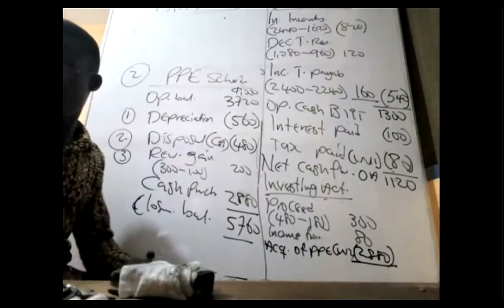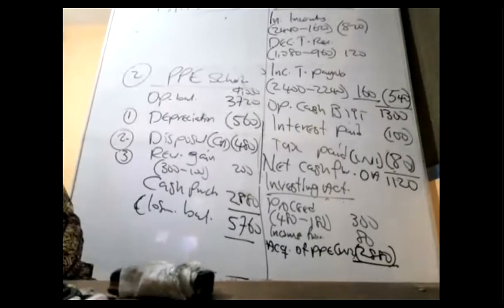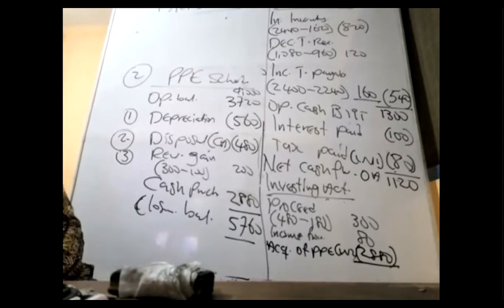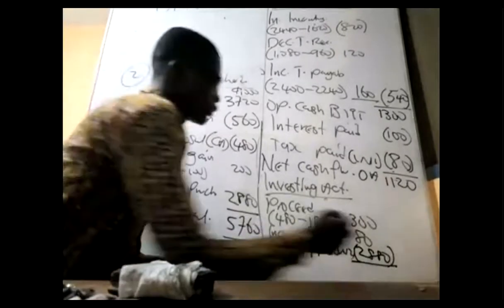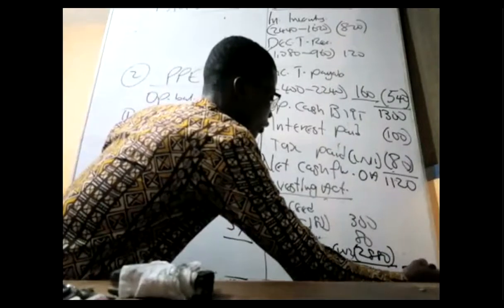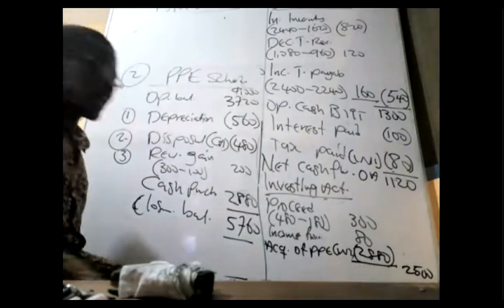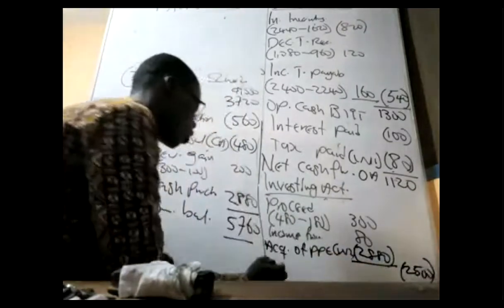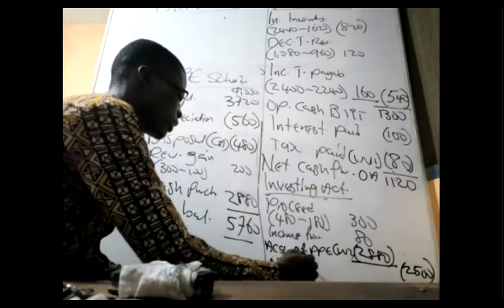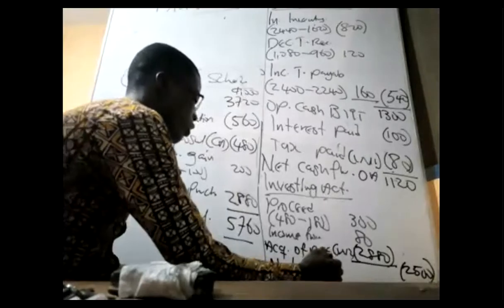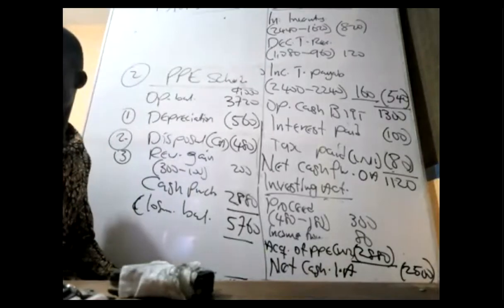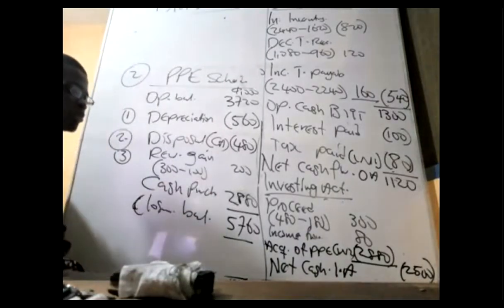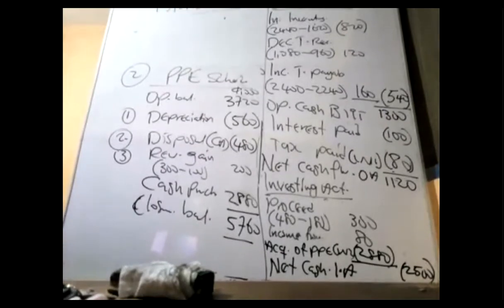So 300 plus this 380 plus 2,880 should be 2,500, right? Agree. So 2,500. Can we give it a name? It is called net cash flow from investing activity, IA. Perfect. Then from there, let's move on to financing to end the game.